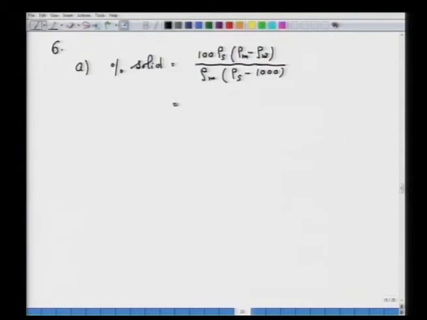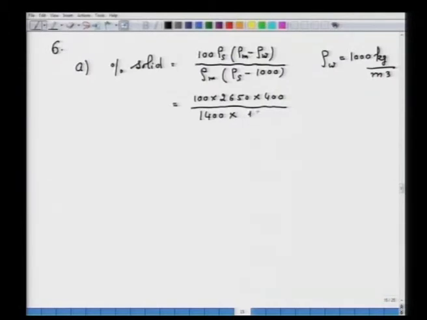So, what I will do, I will straight away substitute the value. So, 100 into 2650 into 400. Density of water, we have to take around 1000 kilogram per meter cube. So, that divided by 1400 into 1650. So, that straight away gives you the answer 45.88%, that is the answer for the part A.